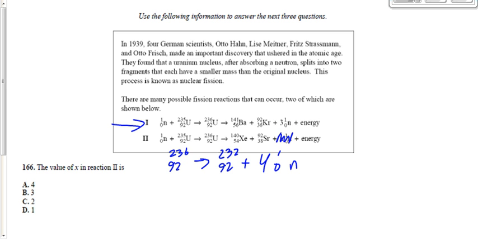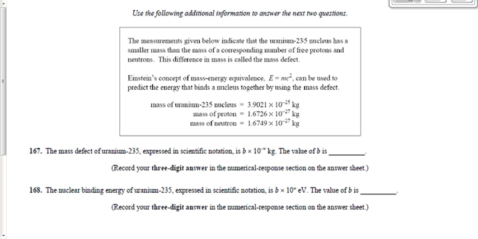How many people said A? Good. All right, we'll give you a couple minutes to take a look at number 167 and number 168, please.